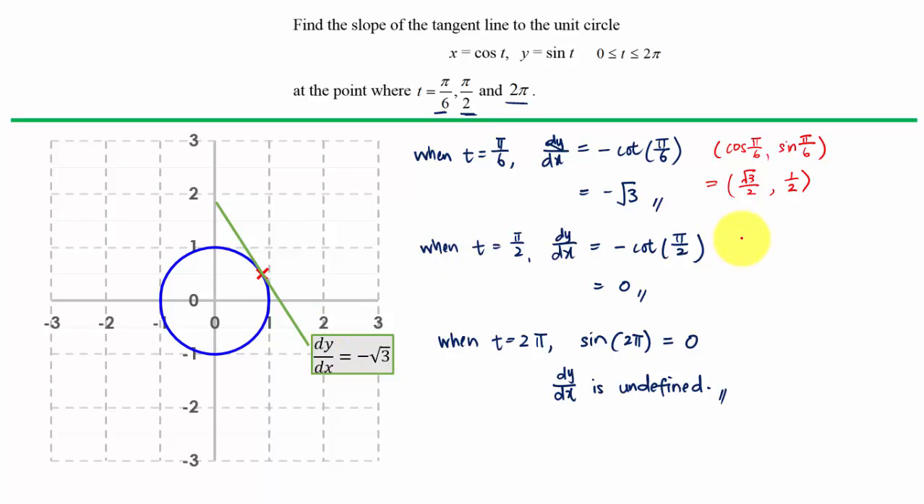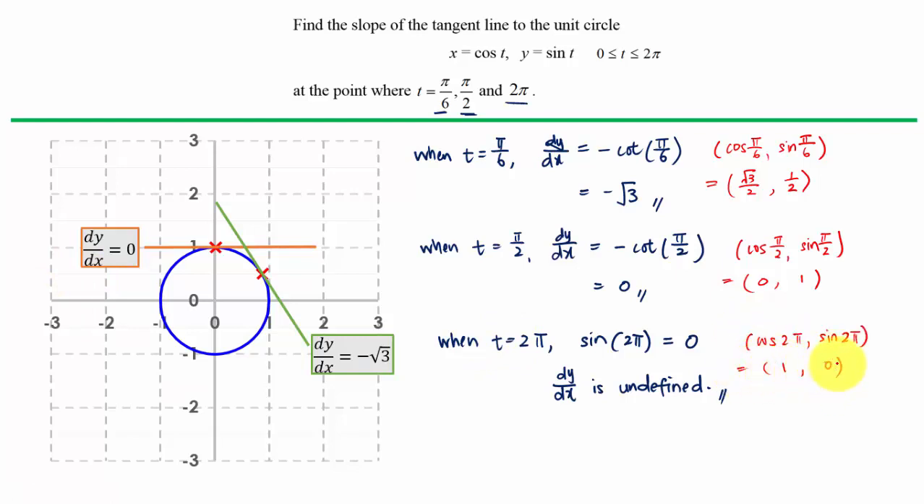When t is equal to pi over 2, we will have this set of coordinates of 0 and 1. This point is represented here, and when we draw a tangent to this point, we have a horizontal line with gradient of 0. When t is equal to 2 pi, we have this set of coordinates of 1 and 0. When we plot this coordinate on the curve, it corresponds to this point over here. When we draw a tangent line to this point, we have a vertical straight line, which also implies that the gradient of this line is undefined.